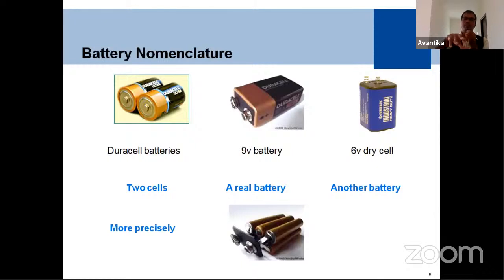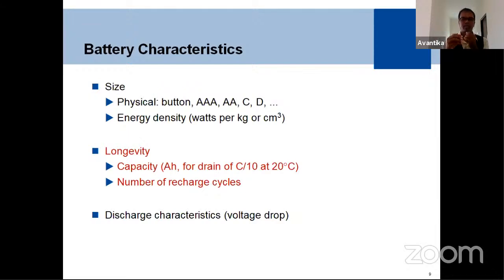In this slide, you can see the different shapes and different sizes of batteries for suitable applications. This is called a 9-volt battery. This is a 6-volt dry cell. If you open the battery, inside there are three elements like this. One is the cathode and another is the anode, and in between, the electrolyte plays a major role. I will explain that also. But before that, I will tell you the basic characteristics of the battery.